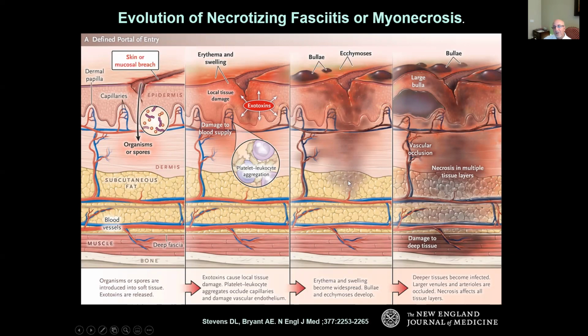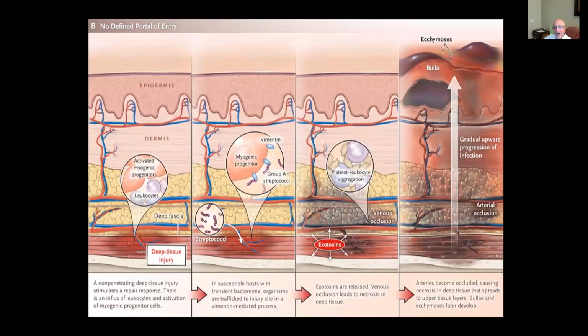As this infection progresses, it leads to vascular occlusion, necrosis in multiple layers of the tissue, and damage to the muscle that becomes ischemic, and this infection then spreads very rapidly. On the outside, I will emphasize again, you see these violaceous bullous discolorations, and these often can be stained with the gram stain and show gram-positive cocci in pairs and chains.